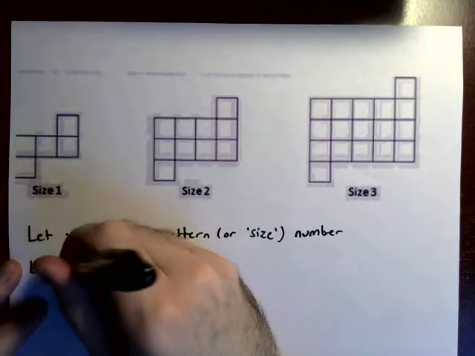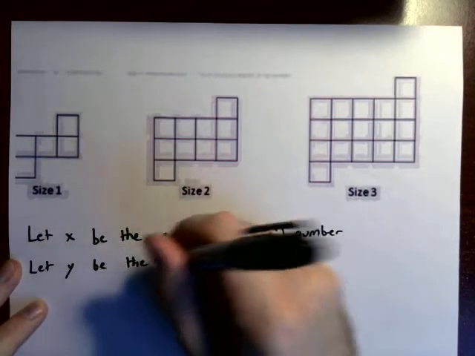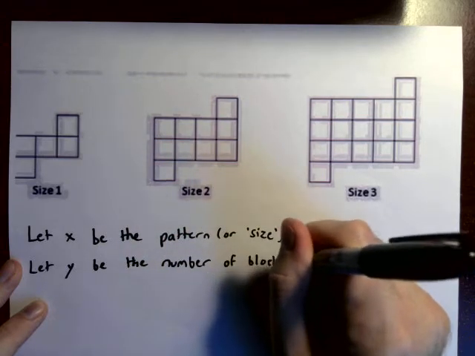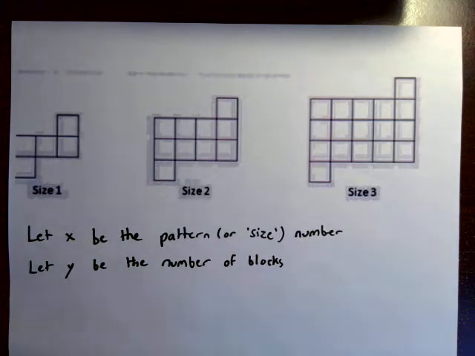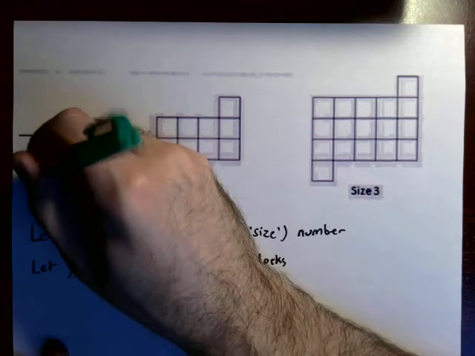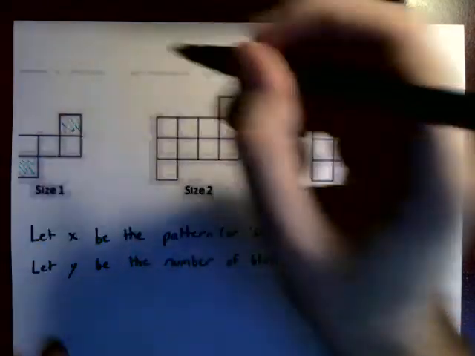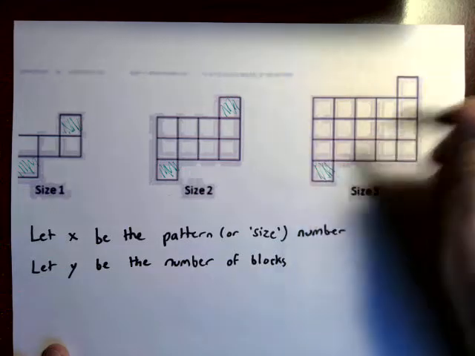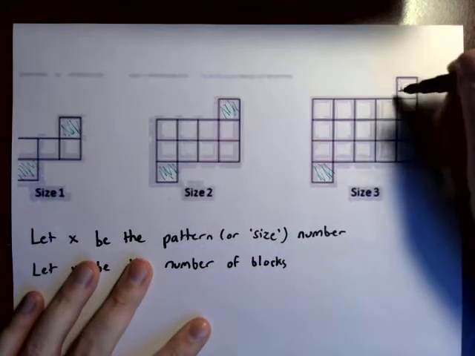And then let y be the number of blocks. So here's what you should hopefully immediately recognize in this pattern. When I looked at this, the first thing that I noticed was that no matter what image we were looking at, there was always one block that kind of stuck down on its own, and then one block that kind of stuck up on its own in each of these visual patterns.